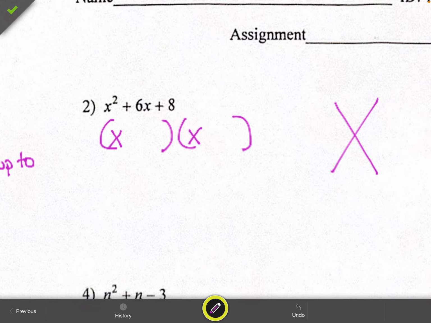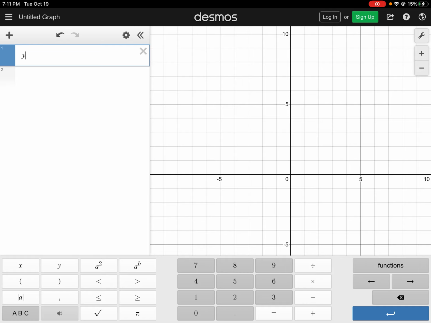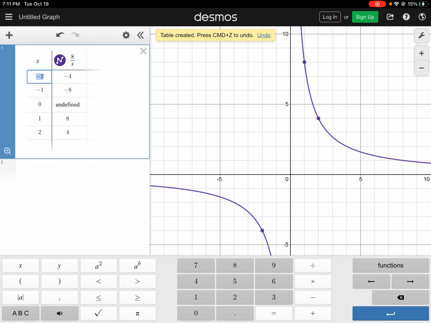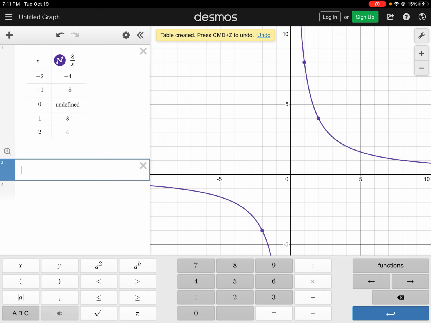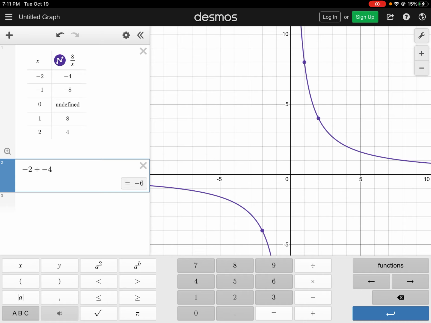So we're looking for factors of 8 that add up to 6. Okay, if you're not good, you're going to pop over to Desmos. Y equals 8 divided by x. Look at my table. Okay, so even if you didn't know where to start, just go -2 plus -4 and see if it gives you what we said. We want +6. It does not. It gives us -6.